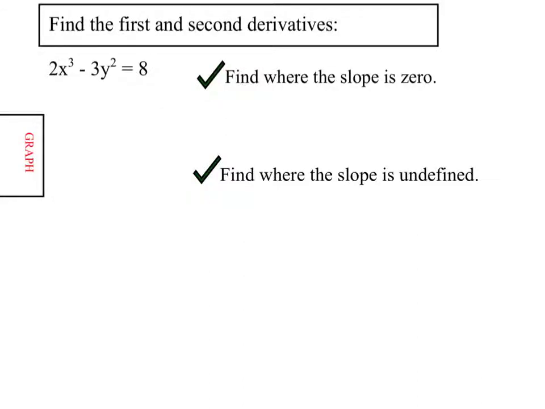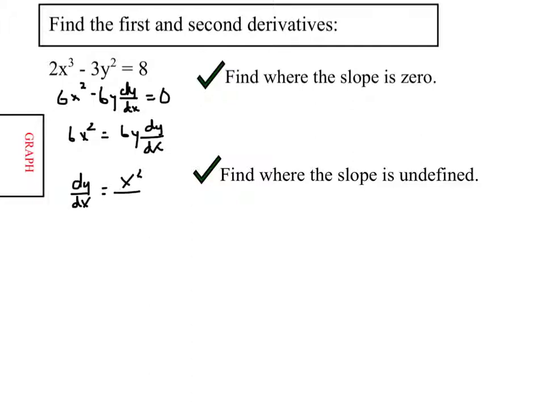Here we're going to talk about using implicit differentiation to analyze a function a little bit. Let me really quickly do this derivative. We got 6x squared minus 6y dy/dx equals 0. So 6x squared equals 6y dy/dx. So dy/dx, if I divide, is equal to x squared divided by y.